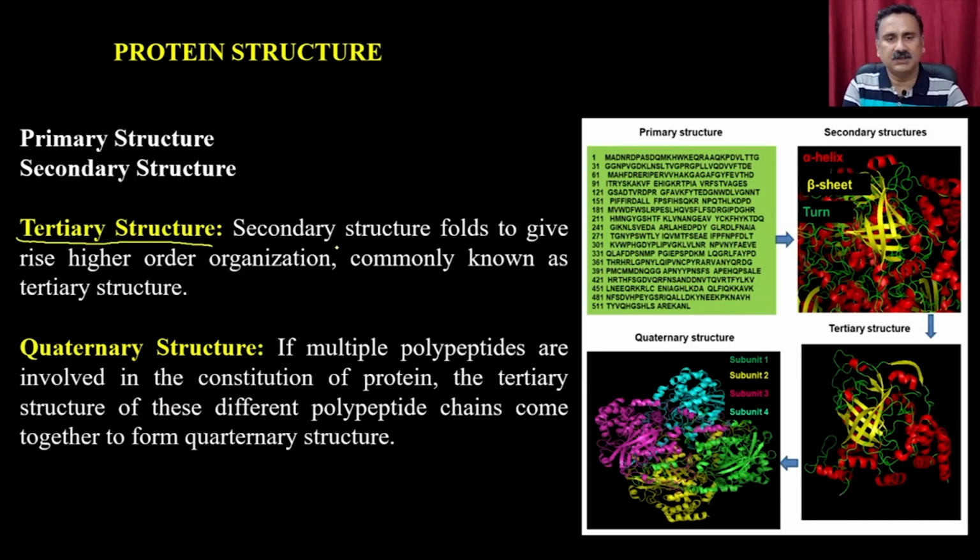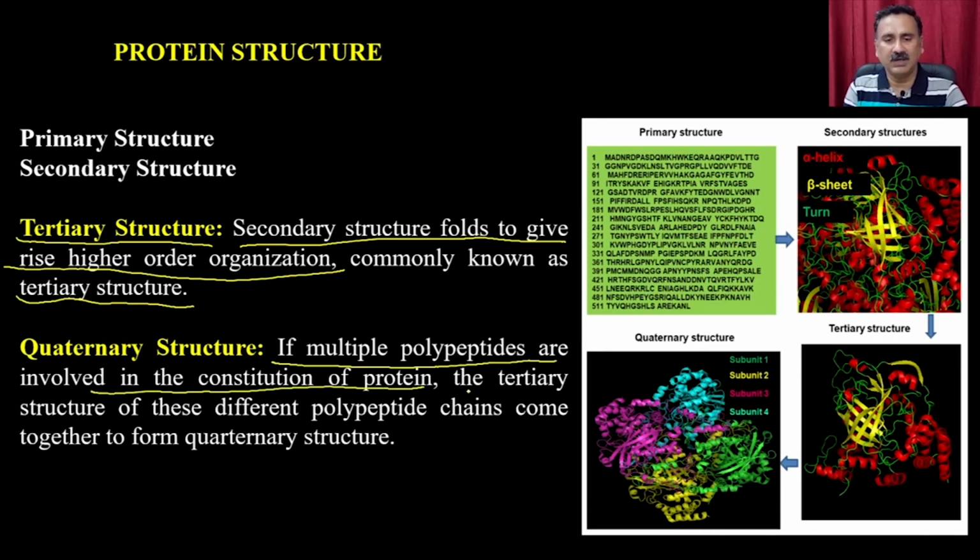In the tertiary structure, the secondary structures fold to give the higher order organization, commonly known as the tertiary structure, whereas the quaternary structure is present if multiple polypeptides are involved in the constitution of the protein, and the tertiary structures of these different polypeptide chains come together to form the quaternary structure. The tertiary structure is a very complicated structure of the protein, where many secondary and super secondary structures come together and give rise to the tertiary structure.